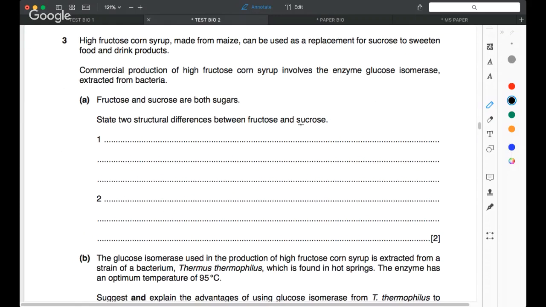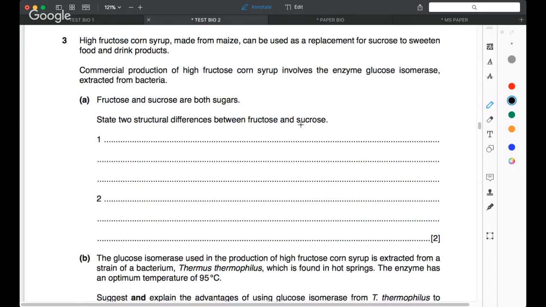Fructose is a pentose sugar, so it has 5. No. Sorry, they both have the same formula, but they have a different shape. One is of an octahedral, I guess, the 6-sided shape, and the other one's a pentose shape. I don't know. Not quite.